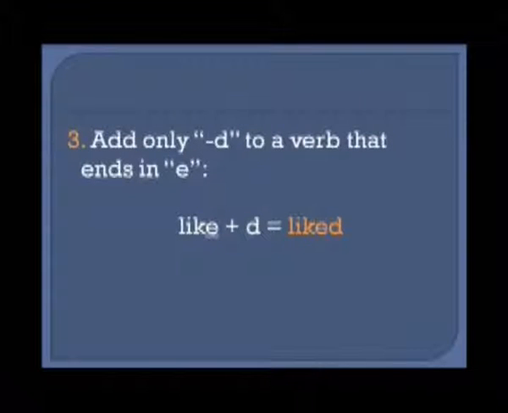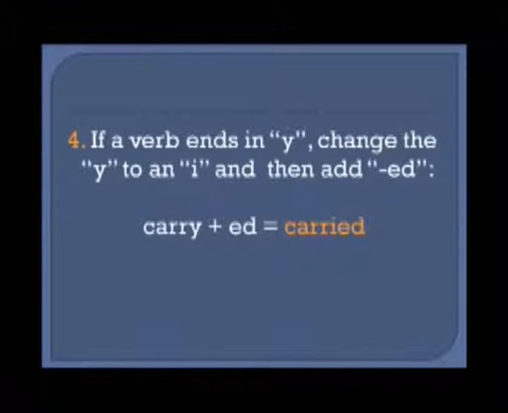Rule 3. Add only d to a verb that ends in e. For example, we'll add d to like and get liked. Rule 4. If a verb ends in y, change the y to an i and then add ed. For example, the verb carry. Before we add ed, we change the y to an i and then we get carried.